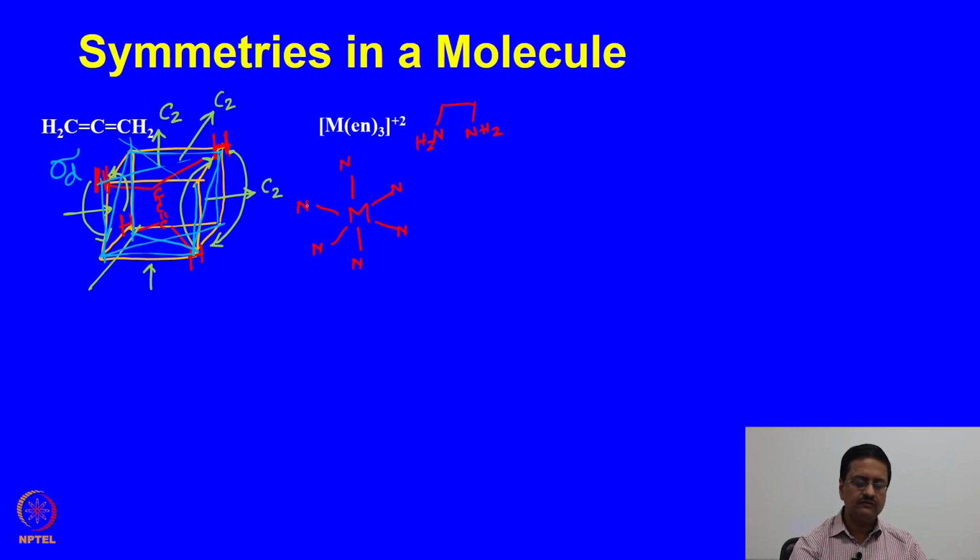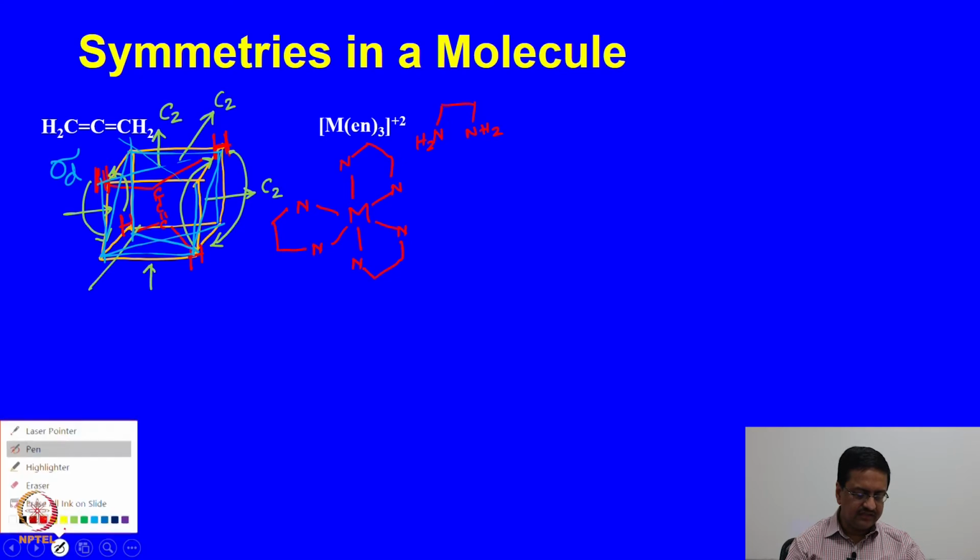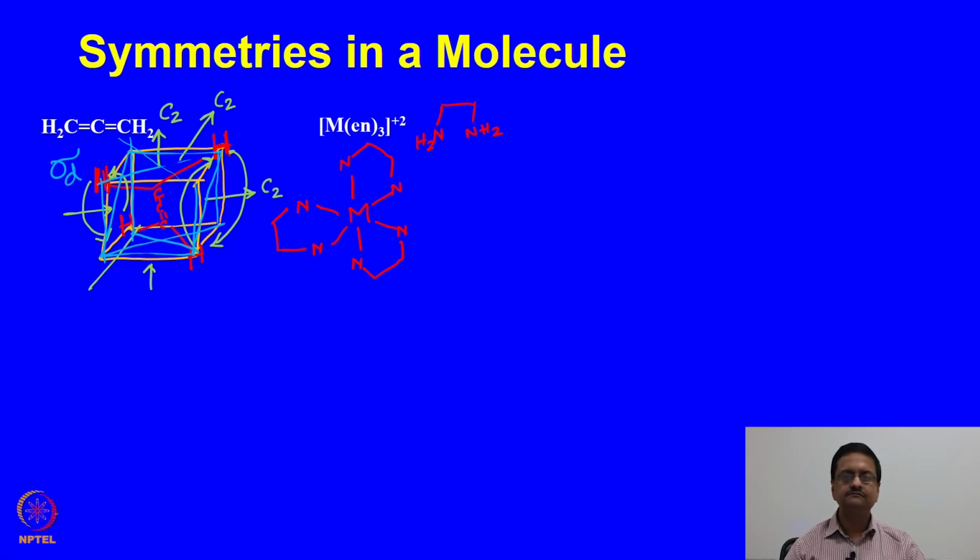and as you know, this ethylenediamine ligand cannot connect from top to bottom, the connectivities are like that. So, now it becomes very difficult to identify what symmetry element is present there. So, how do we identify the symmetry elements in this molecule? That we need to see here.